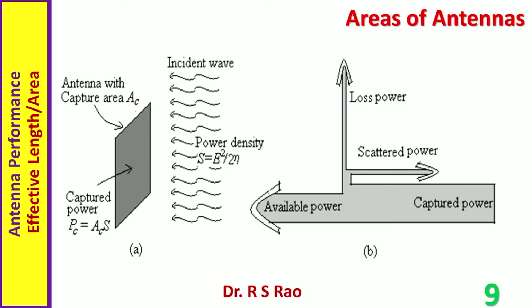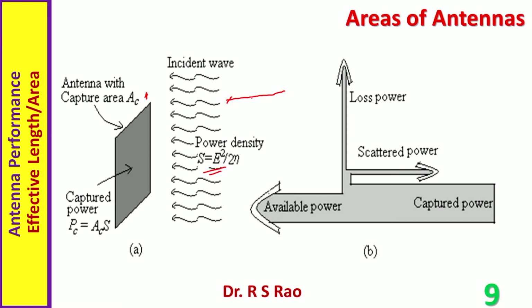Now, here is an antenna, a receiving antenna. The wave is coming from a large distance, so it is a plane wave. In a plane wave, power density is given by E square by 2 eta. If the transmitting antenna is a dipole, the wave emitted by it is a cylindrical wave. If it is a horn antenna, the wave emitted by it is a spherical wave.